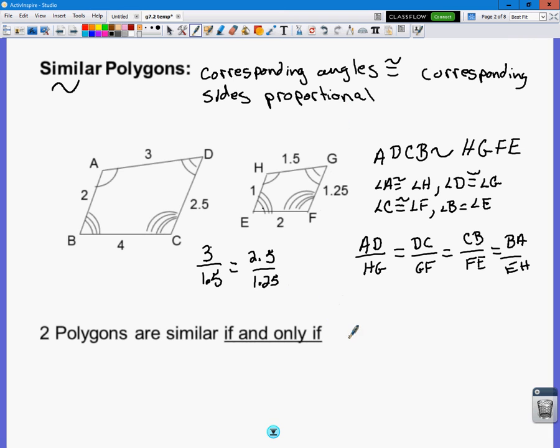Two polygons are similar if and only if their corresponding angles are congruent and the sides are proportional. And again, if you're using this recording, remember that you may have to pause it at some point in time so the students can write things down.